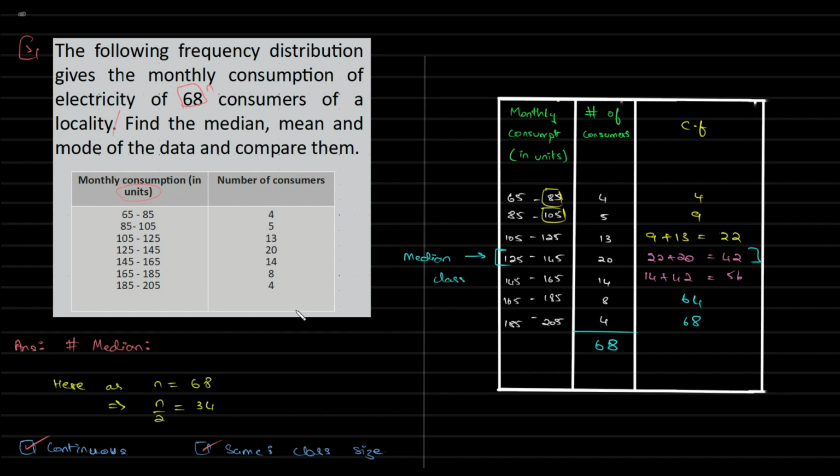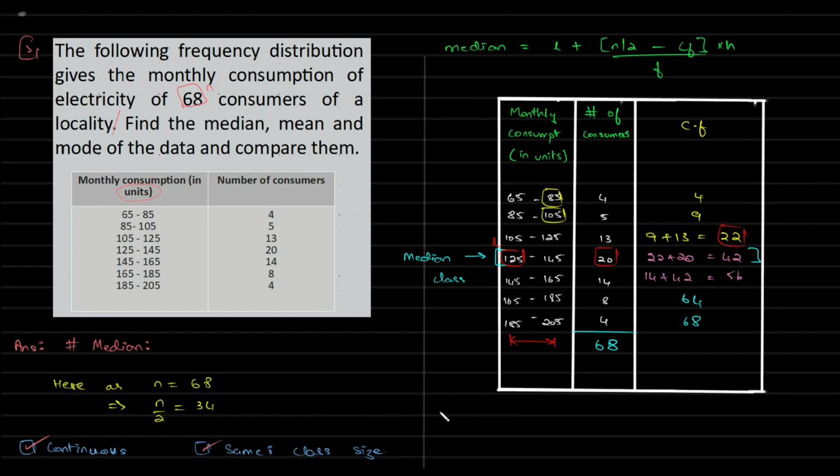So we begin with writing the formula. Median is equal to L plus (n by 2 minus CF) into H divided by f. Mark the important things, starting with L. This is your L. n we already know. CF is the previous class's cumulative frequency. f is the class's frequency, and H is the class size.